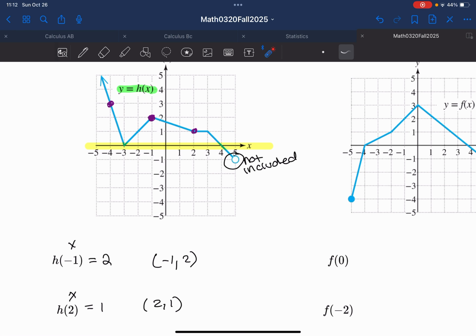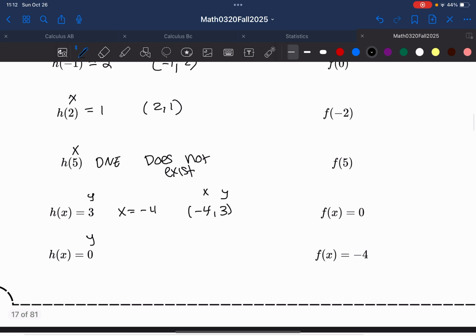Notice when I drew that line, it crosses through my graph 2 times. It crosses right here at 4, and it crosses right here at -3. Okay, which I have 2 possible values. I have x is equal to -3 and x is equal to 4, or I would write that as -3, 0 and 4, 0.